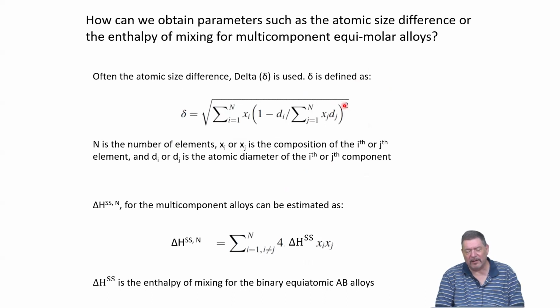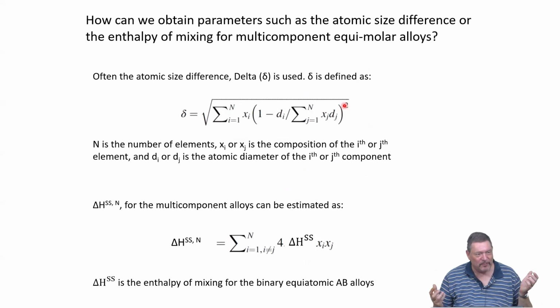So when we use these parameters like lattice distortion or mixing enthalpy, then as you said, for binary systems it's clear because there is only A-B, B-A. But for ternary it's already getting more complex. For five components it's highly complex.